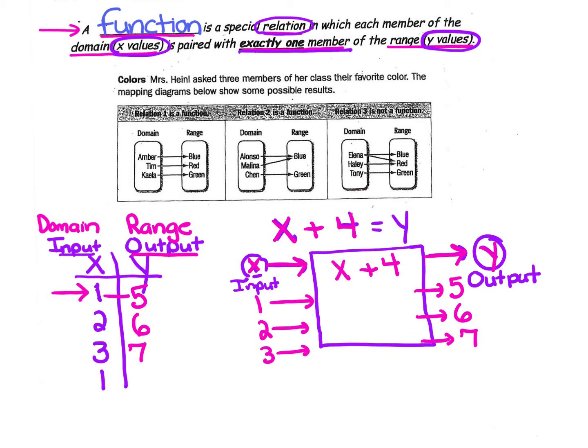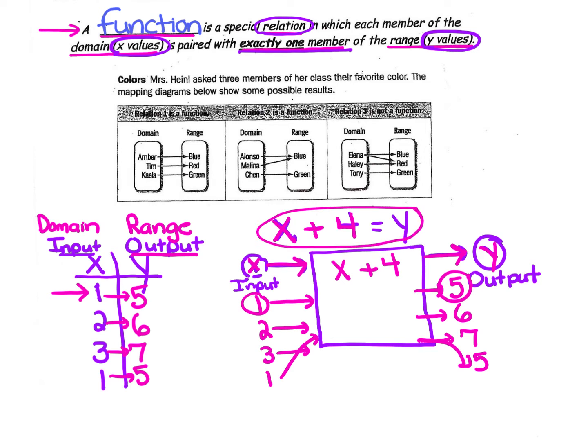Each x value going into the machine has exactly one member of the output values. Even if I put the number 1 back into the machine again, we will get an output of 5. The machine is working beautifully, and each input value has exactly one unique output value. So, this relation represented by this equation is indeed a function. But let's see a case where it's not a function.